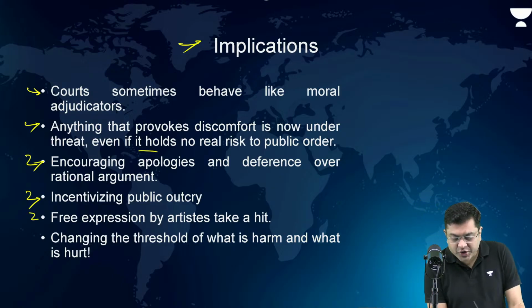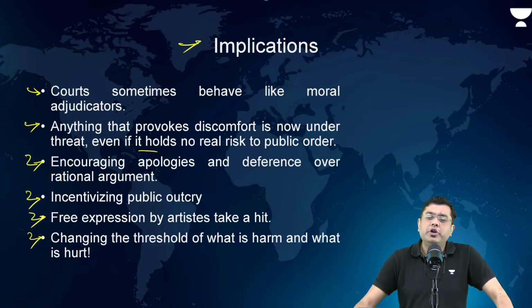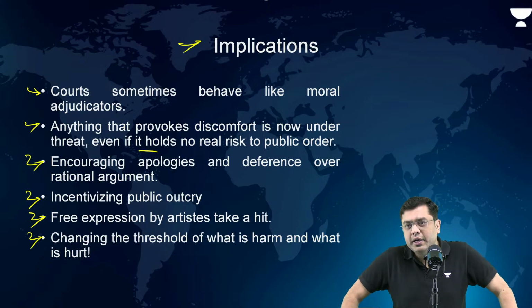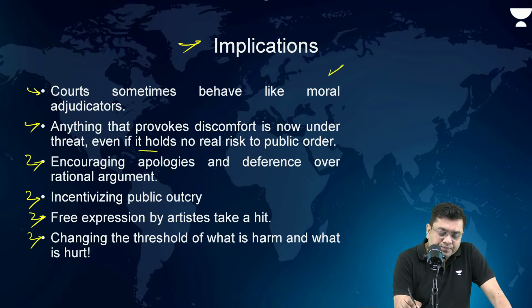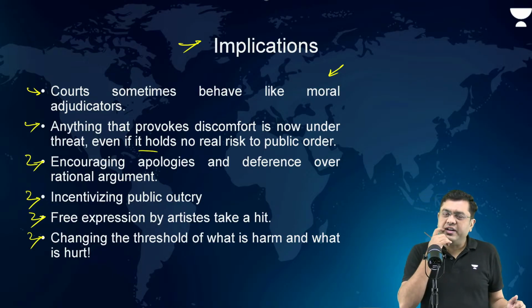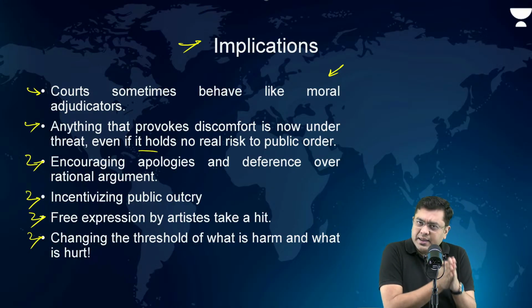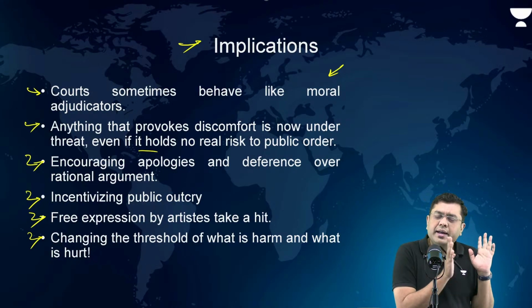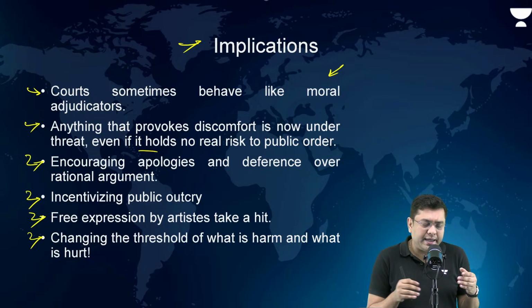And this is a kind of vicious cycle which is being observed disturbingly in many parts of the country. Now, free expression by artists takes a hit, changing the threshold of what is harm and what is hurt. So, this puts objectivity aside and brings about a kind of moral policing of sorts from the hands of the judiciary. That is the argument of the article. So, in this article, overall, what is it that is being mentioned? What is the trend associated with Article 19? Right? What is Article 19.1, Article 19.2 subclause? That is something you have to understand.